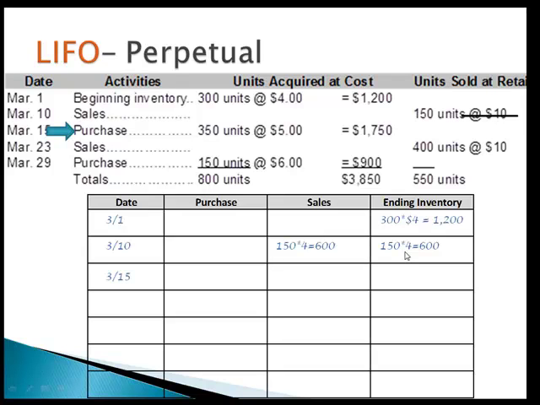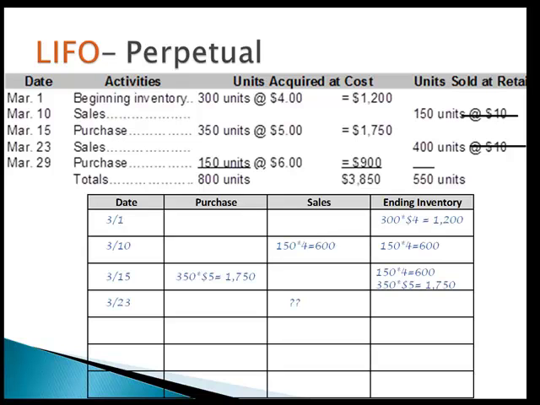On the 15th, we purchased some more units, so 350 at $5. And I'm going to carry down my old inventory, put that in the bucket here, and add in the new one that I just purchased. That simple action of rewriting makes it easier to figure out what my next sale is. So on the 23rd, I'm going to sell 400 units. Remember that we don't care about that retail price. So what units do I pick from?